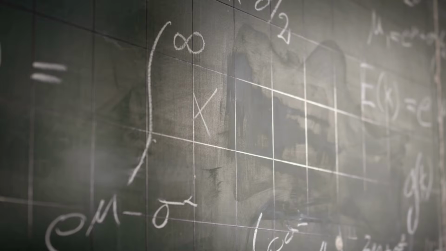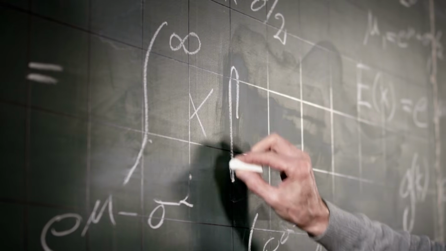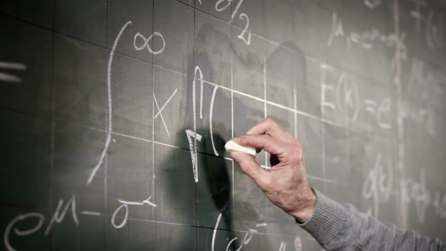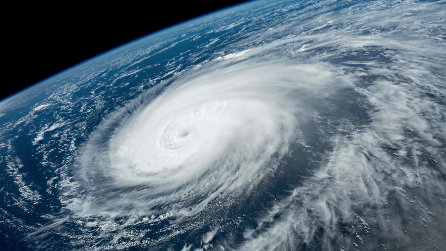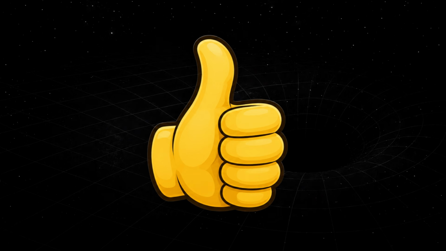So a derivative isn't a complicated formula. It's simply the answer to one of the natural questions. How fast is something changing? Right now. And once you understand that idea, everything else in calculus begins to make sense.